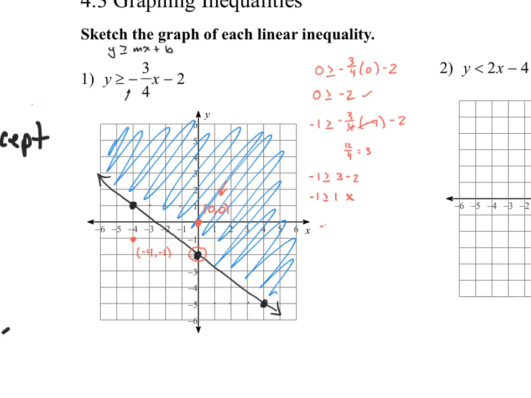So this is -2 is greater than or equal to -3/4 times 0, because remember, my point here is 0, -2. Anything times 0 is 0, which means I'm left with -2 is greater than or equal to -2, and that is correct. So I should have a solid line, and I should be shading above.